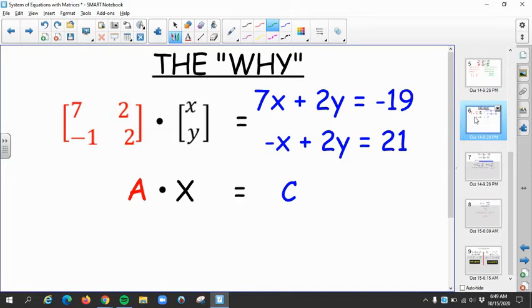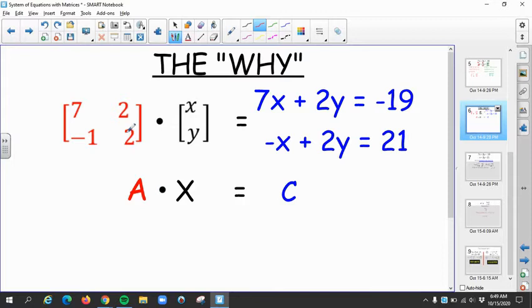So this slide is going to explain the why of what we do in step 4, why we use the inverse matrix to solve the problem. Think of it like this. If I gave you an equation where I said A times X equals C, let's say A and C were numbers. Let's say A was like 4 and C was 8. So 4 times something is 8. Well, you would solve the equation by dividing by 4. Dividing by 4 is the opposite of multiplying by 4.